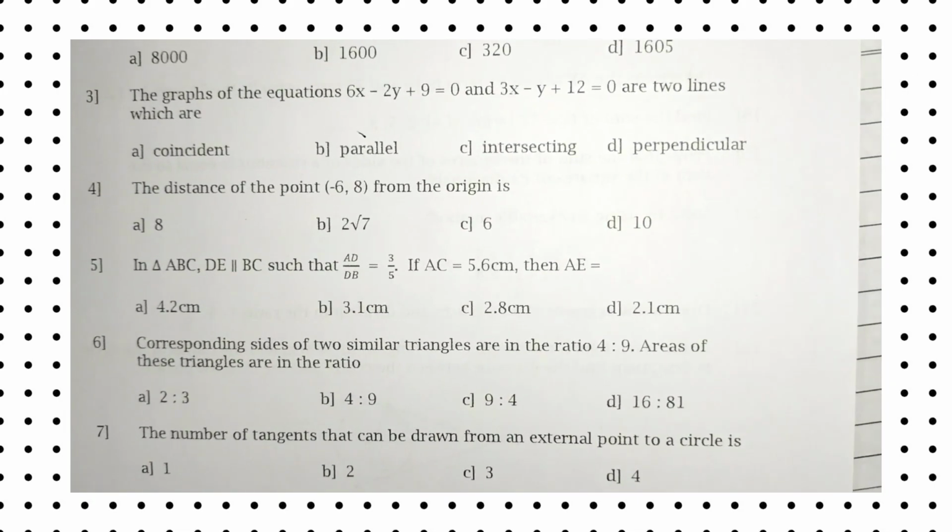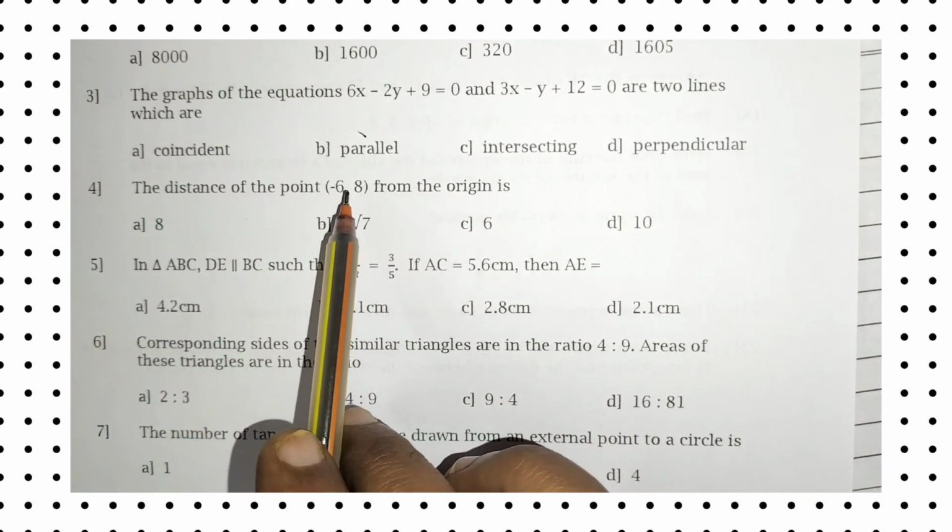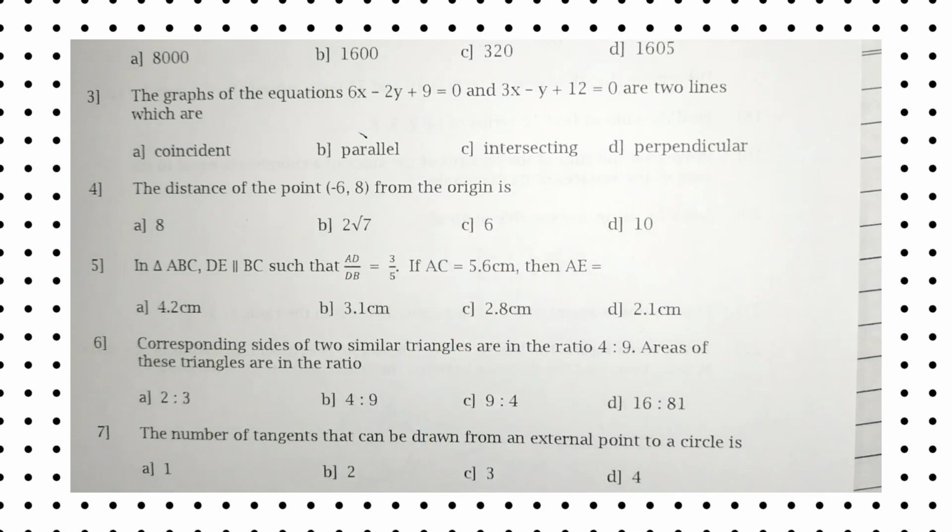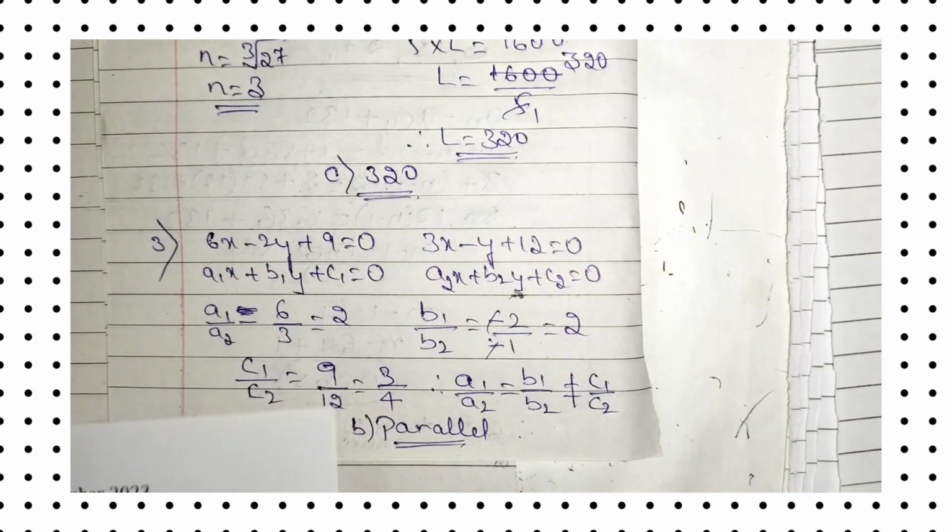Now, next let us move to question number 4. The distance of the point minus 6, 8 from the origin is dash. So, now let us find out the distance of the point minus 6, 8 from the origin.